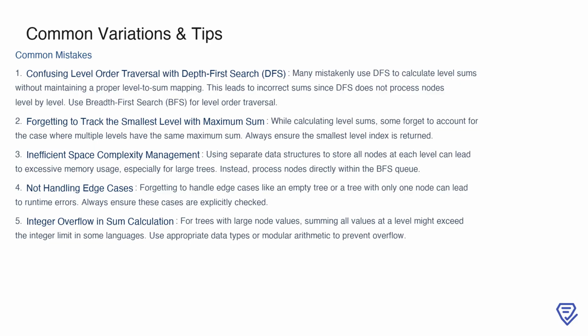Additionally, space management is critical. Storing all nodes for each level in separate data structures can quickly lead to high memory usage, especially in large trees. A better approach is to process nodes directly within the BFS queue to minimize overhead. Edge cases, like empty trees or single-node trees, are easy to overlook but can cause runtime errors if not handled explicitly. Lastly, watch out for integer overflow when summing large node values. Use data types that can accommodate large sums or consider modular arithmetic to handle these scenarios safely.